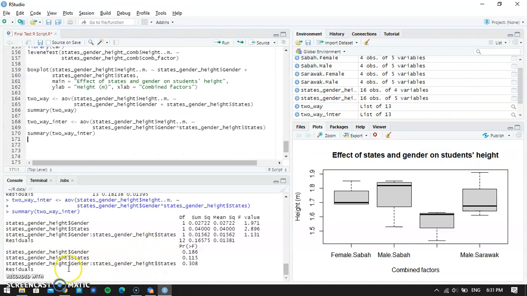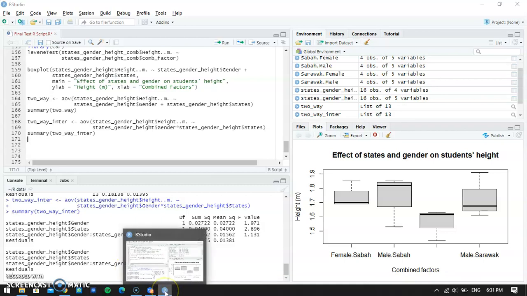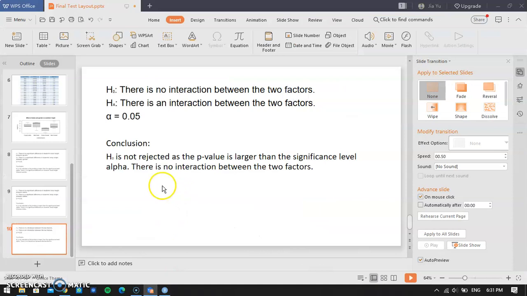But then for the value of interaction between the 2 factors, it is larger than the significance level alpha, which is 0.05, meaning that the H naught is not rejected, and there is no interaction between the two factors. That's all for my question 5.